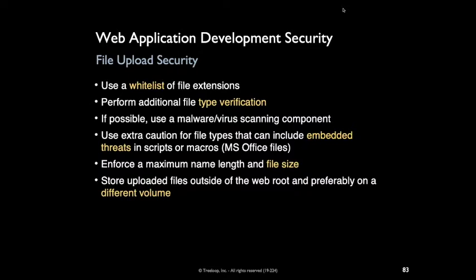Use extra caution for file types that can include embedded threats. For example, Office files like Excel documents and Word documents can have VBA macros in them, which contain executable instructions basically. Those files you have to treat with really extra caution, okay? Especially when you go to open or process them, you should look to see if the APIs you're using to automate Word have a way to disable the execution of macros, things like that.